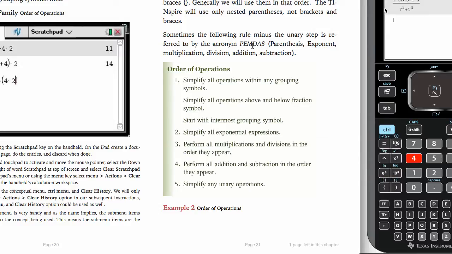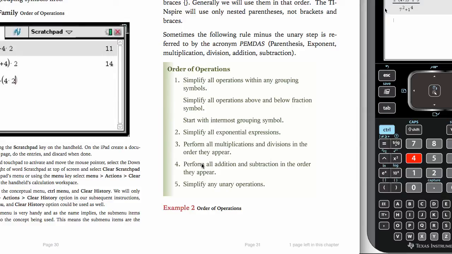They use this mnemonic for simplifying expressions, this acronym. So the P stands for parentheses, which is this information right here. The next thing is, after we get done with our parentheses, we want to take a look at exponents. So simplify all exponential expressions. The next level is to perform multiplication and division. Then we need to perform addition and subtraction.